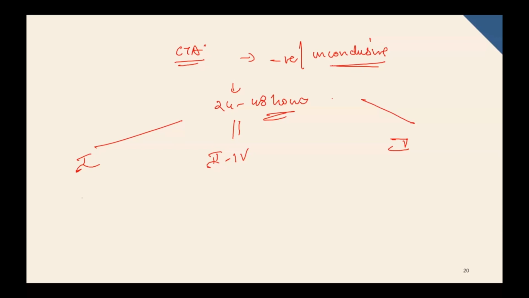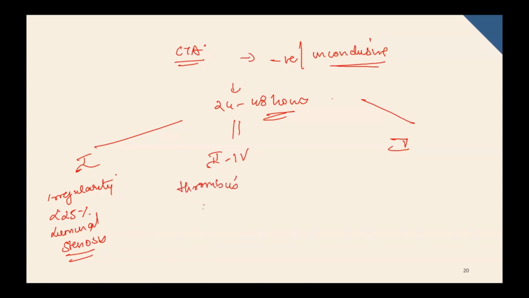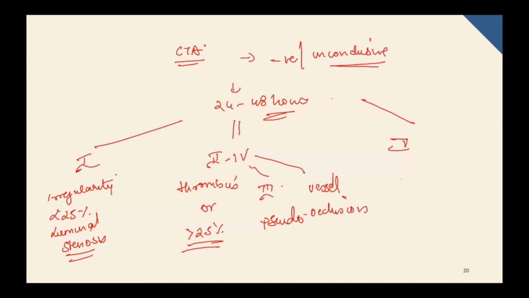So grade 1 is basically an irregularity in the vessel wall, or there is some dissection or hematoma with less than 25% of luminal stenosis. What is grade 2 injury? So the injury is increased with an intraluminal thrombus, or there is a more than 25% luminal stenosis, that is grade 2. What is grade 3? It is pseudoaneurysm. What is grade 4? It is complete vessel occlusion. What is grade 5? It is vessel transection.